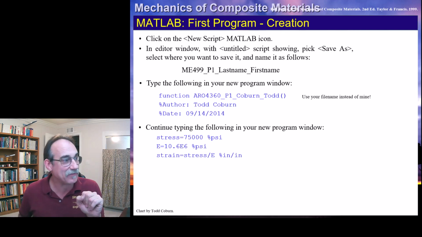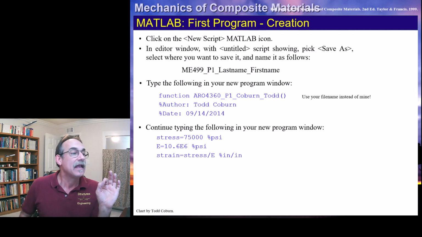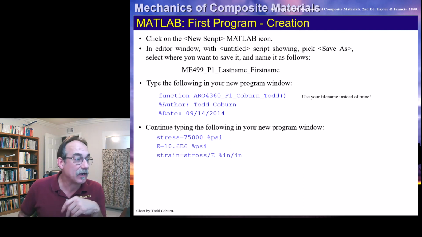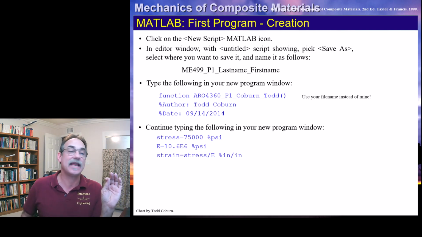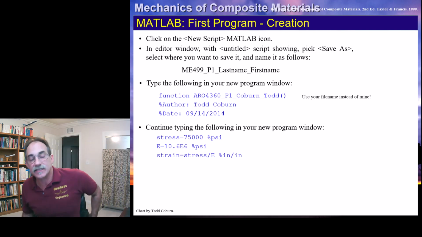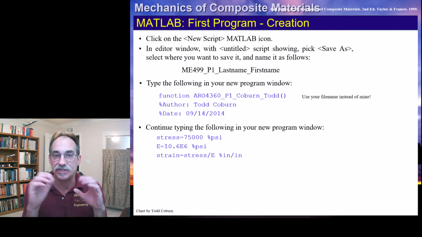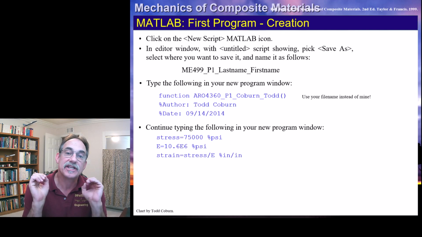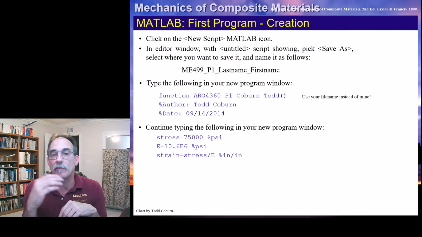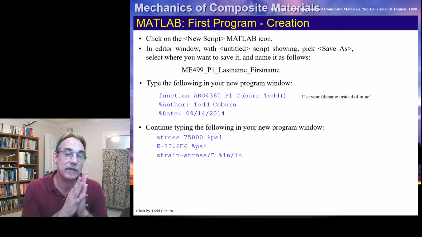That's actually 75,000, right? This little percentage sign means it's ignoring everything. That's now a comment, and I'm just reminding myself that I entered that in PSI units. That's completely optional. Then the next line, I put E equals 10.6 E6. What that does is define that number, which is 10.6 million, and store it in the variable E. And I'm reminding myself that I put that also in PSI.